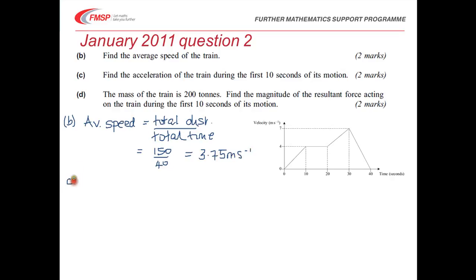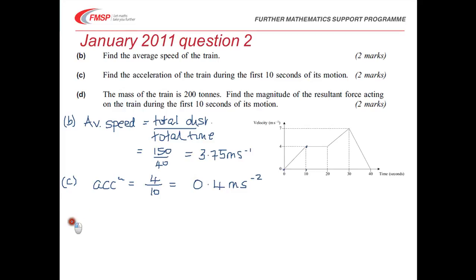And then in part C, we're asked to find the acceleration in the first 10 seconds. So we want the gradient of this line. Remember that the acceleration is given by the gradient of this line, which will be: it's gone 4 up, so the velocity was 4, and it's reached that velocity of 4 in 10 seconds. So velocity over time, 4 over 10 is 0.4 meters per second squared.